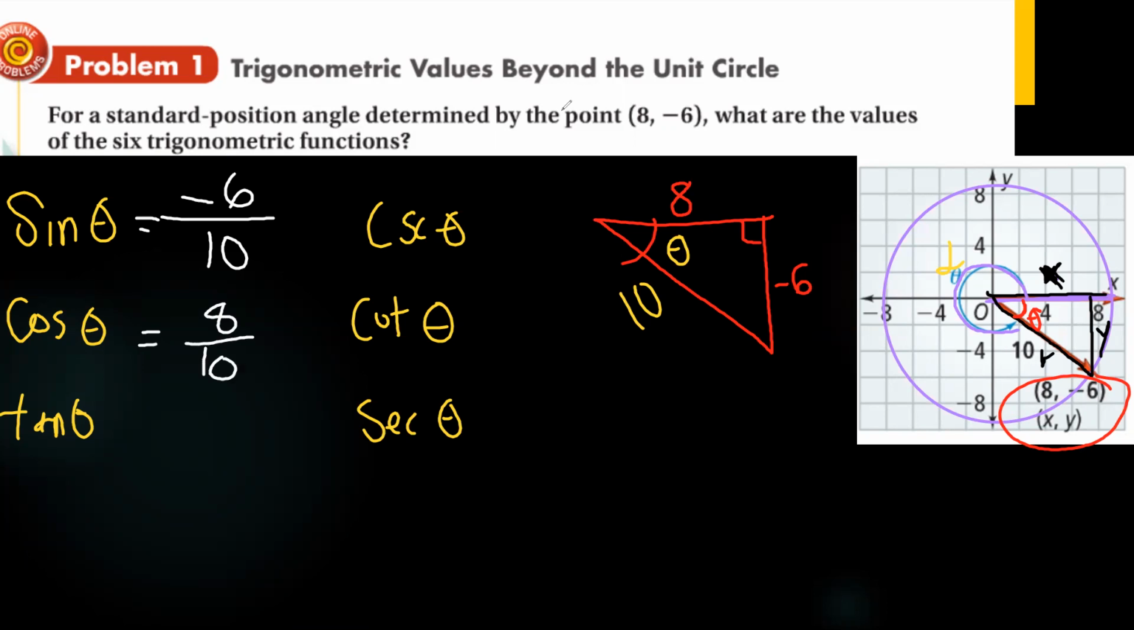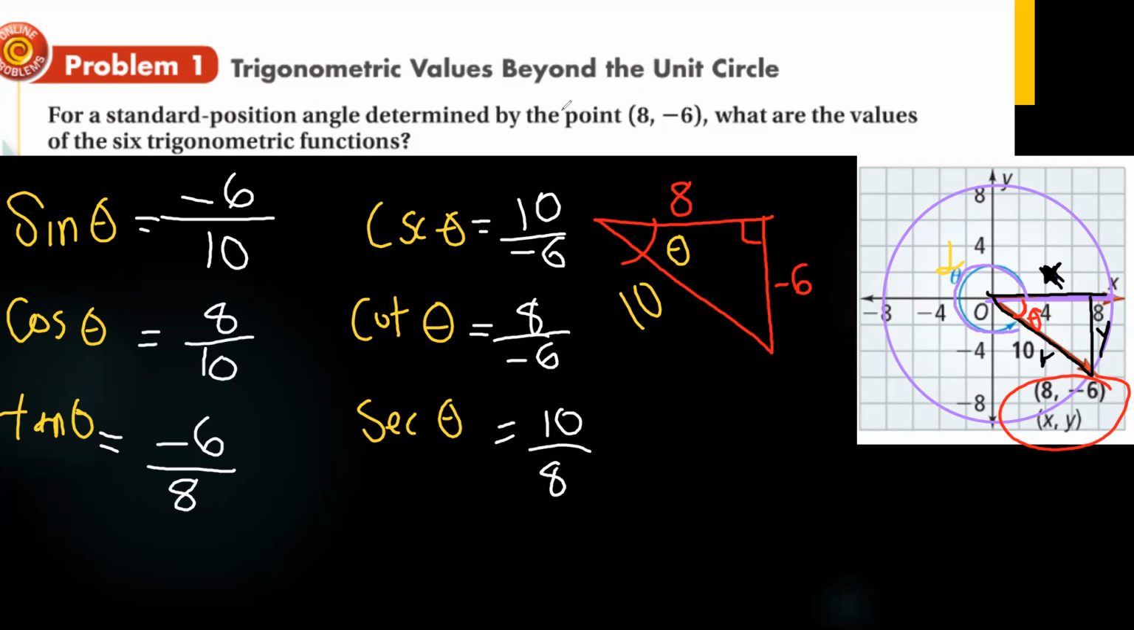And tan is opposite over adjacent. Where's the opposite? It's -6. And the adjacent is 8. So the tan here will be -6 over 8. Now let's find the cosecant. Cosecant is the reciprocal of sine. I mean like it is 10 over -6. And cotan is the reciprocal of tan. So it is 8 over -6. And secant is the reciprocal of cosine, which is 10 over 8.